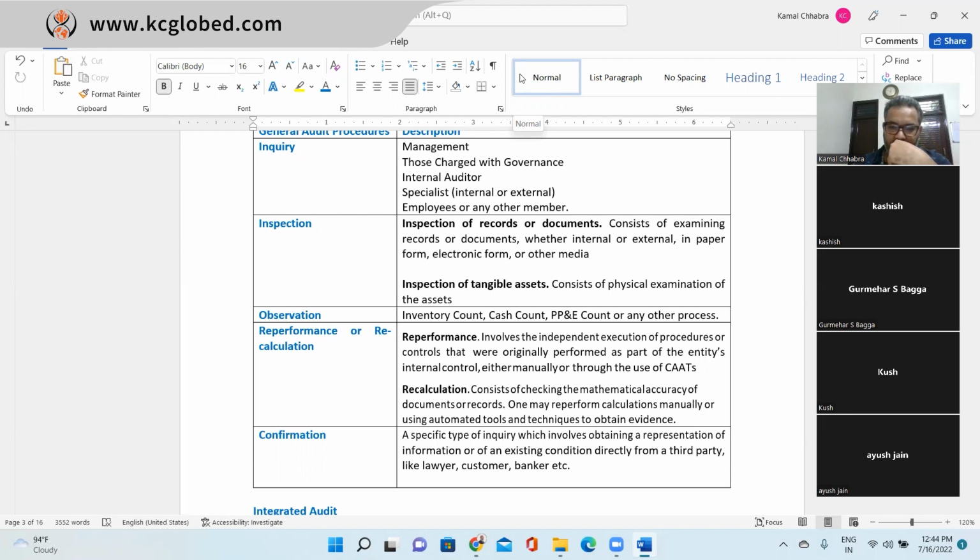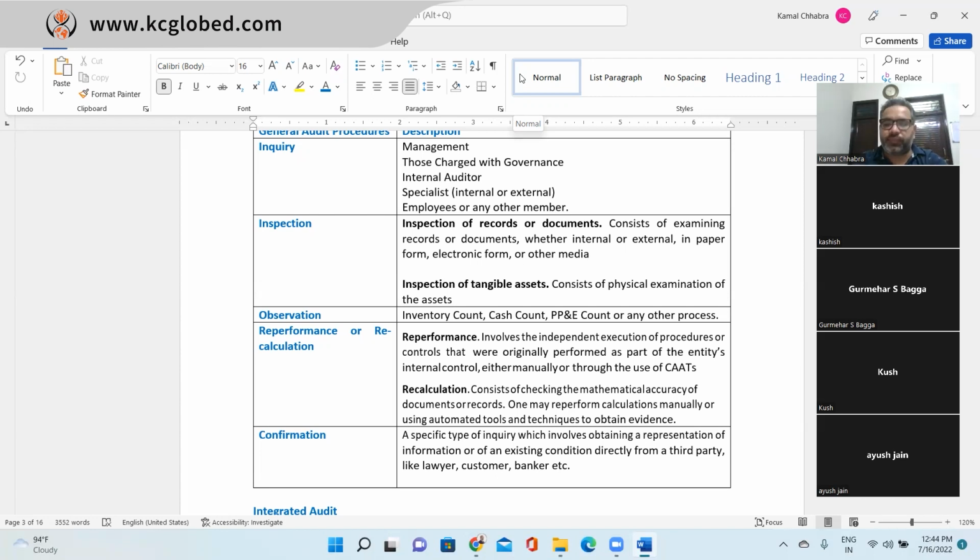Where a calculation has been done, we tend to reperform it using the formulas and all the supporting evidence. So we perform a recalculation of that particular thing, which comes under reperformance. But reperformance primarily is when, let's say, an internal auditor has performed something and we are reperforming the same control by following the same process to make sure the desired result is accurate. Yes, absolutely right.